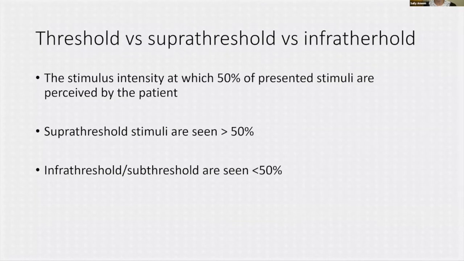So what does a threshold actually mean versus suprathreshold and subthreshold? Threshold is the value at which 50% of the presented stimulus is actually seen by the patient. Suprathreshold is when more than 50% is seen, and subthreshold is when less than 50% is seen. And like I said, the main value that we're focusing on is the threshold value, and that's the one that gets measured and tested in the visual field assessment.